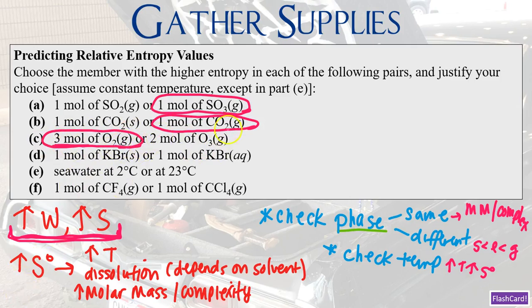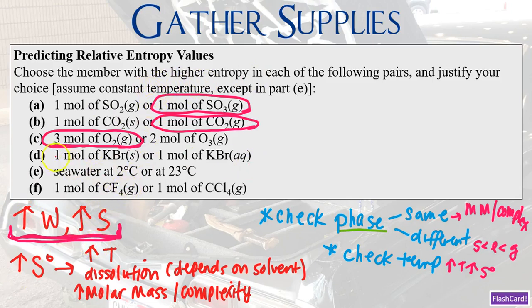When we look at both of these amounts, we see that the 2 samples contain the same number of oxygen atoms. If I do 3 times 2, that's going to be 6. If I do 2 times 3, that's going to be 6 as well. And although the O3 molecule is more complex than the O2 molecule, the greater number of molecules are going to dominate because they're going to have a higher amount of microstates. And so the higher amount of microstates is going to give the higher entropy, which is what the question wants.